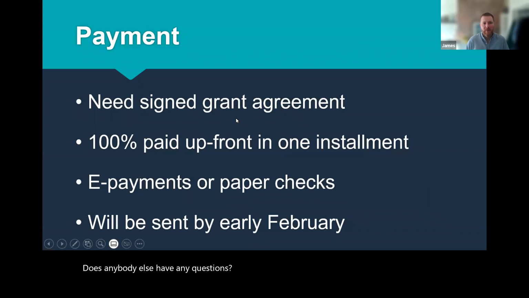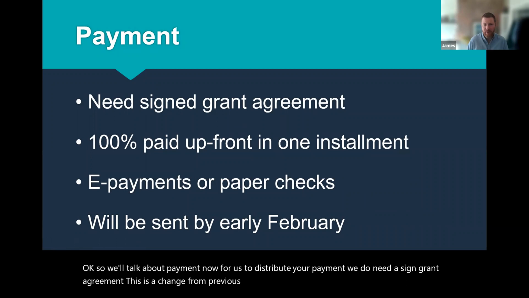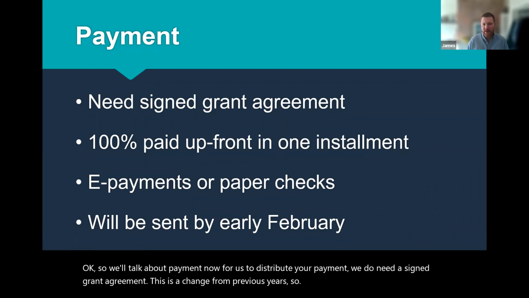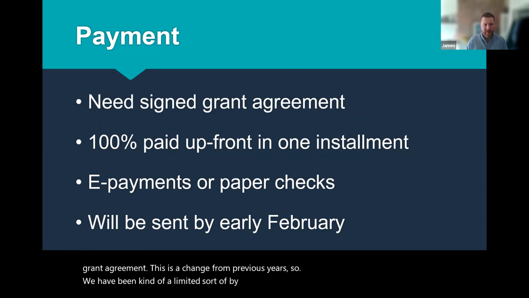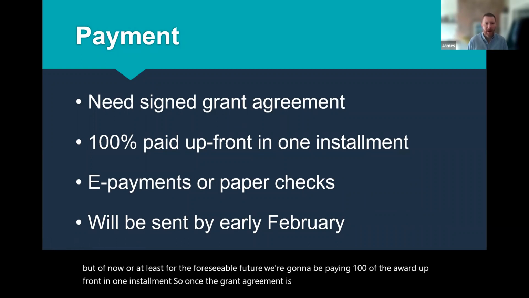Okay, so we'll talk about payment. Now, for us to distribute your payment, we do need a signed grant agreement. This is a change from previous years. We had been limited by NEH guidance, guidelines and restrictions in the past, but as of now, or at least for the foreseeable future, we're going to be paying 100% of the award upfront in one installment. So once the grant agreement is signed, we should be able to process it by early February.